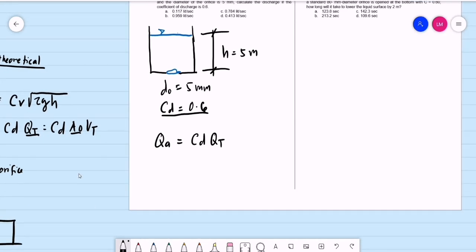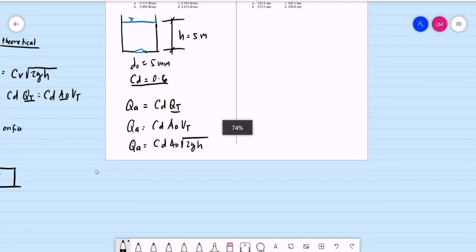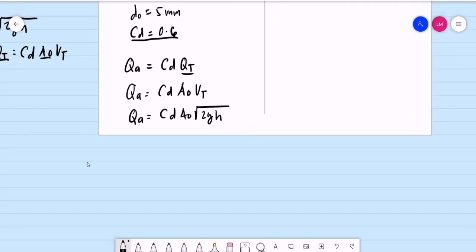Computing for the actual discharge, this is equal to C sub d. How do we compute for discharge? That is the area of the orifice multiplied by the theoretical velocity. Our actual flow rate is the coefficient of discharge times the area of the orifice times the theoretical velocity, the square root of 2gh. So all we have to do now is substitute. We have the actual discharge, our C sub d is 0.6, multiplied by the area of the orifice, 5 mm.